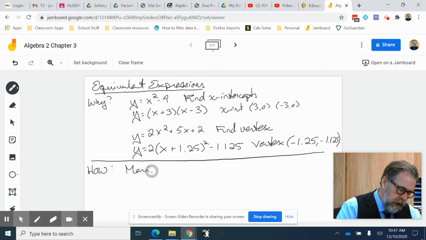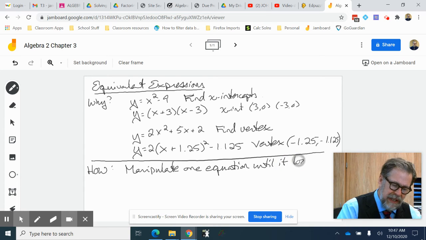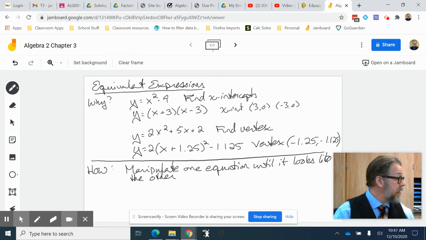Manipulate one side, or manipulate one equation or expression until it looks like the other. So I'll give you a quick example.